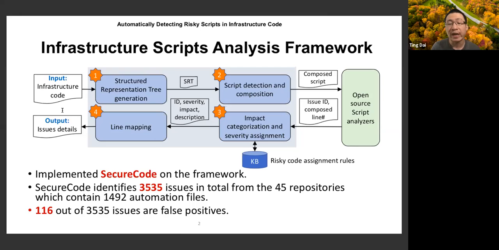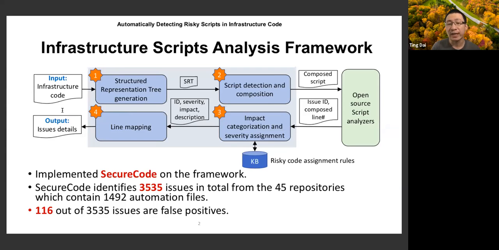In the paper, we have implemented SecureCode using our analysis platform to identify the risky scripts in Ansible infrastructure code, which is Ansible playbooks. We integrate SecureCode with a CI/CD pipeline deploying IBM services using Travis CI. We tested SecureCode in 45 IBM services community GitHub repositories. Our results show that SecureCode can identify more than 3,000 issues in minutes from the 45 repositories, which contain about 1,500 automation files. SecureCode is accurate with 116 false positives.